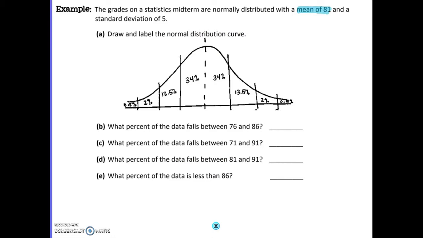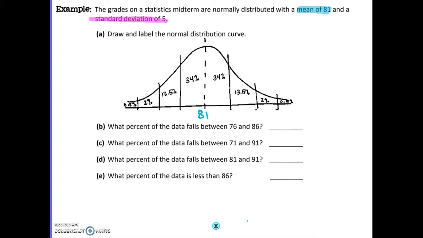It said the grades on a statistics midterm are normally distributed with a mean of 81 and a standard deviation of 5. So right away my mean goes in the middle. That is going to be 81 here. That's the middle of my normal distribution. Now, it says I have a standard deviation of 5. So what that means is that each time I hit a standard deviation, I'm adding 5 or subtracting 5.